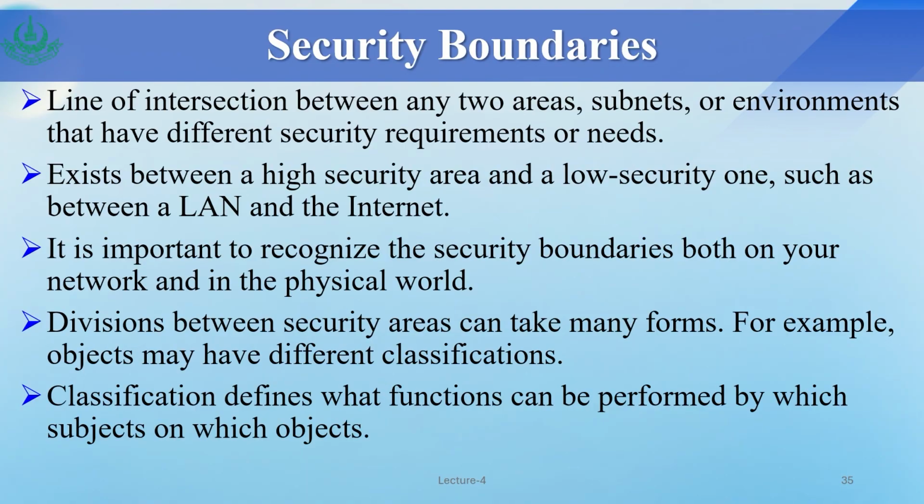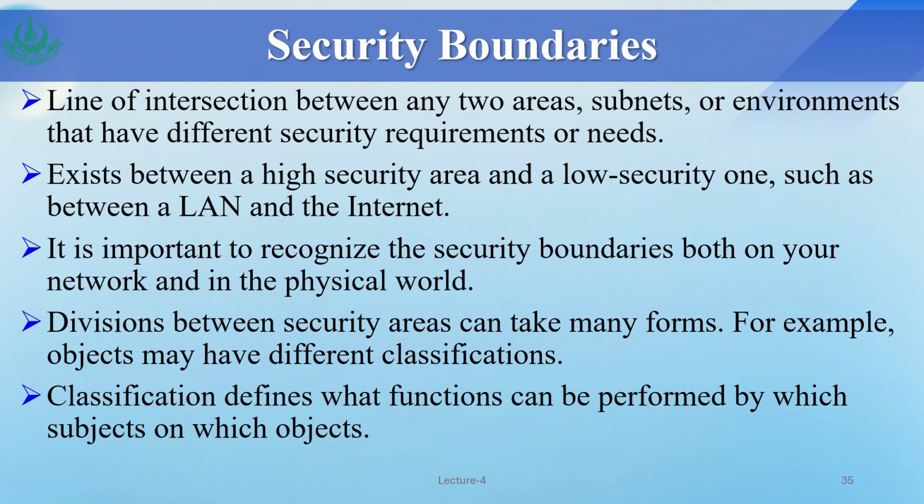Now the next topic is security boundaries. There are various security boundaries within the information system that must be secured against any violations. A security boundary is the line of intersection between any two areas, subnets, or environments that have different security requirements or needs within the system. It governs access between a high security area and a low security area, such as between a LAN and the internet. It is important to recognize the security boundary both on your network and in the physical world as well.